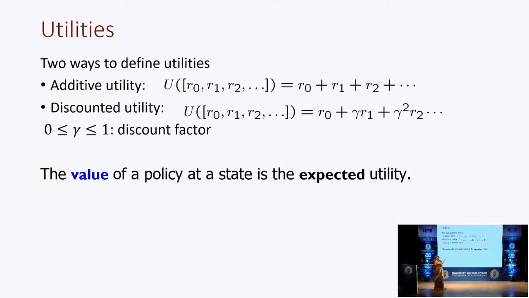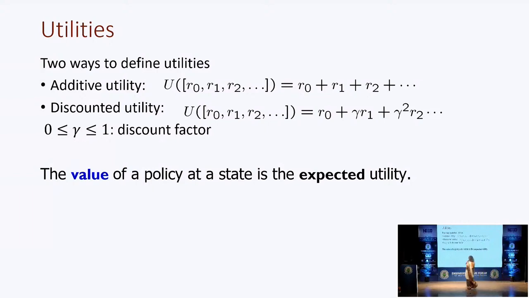So R0, R1, R2 are the rewards or penalties at different time steps, and they are added by taking a discounted sum. The reward now is not discounted. The reward at the next time step is discounted by gamma, the next by gamma squared, where gamma is a number between 0 and 1. So this is your utility function which you want to maximize.